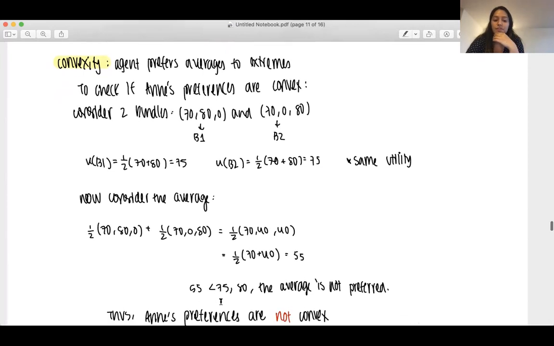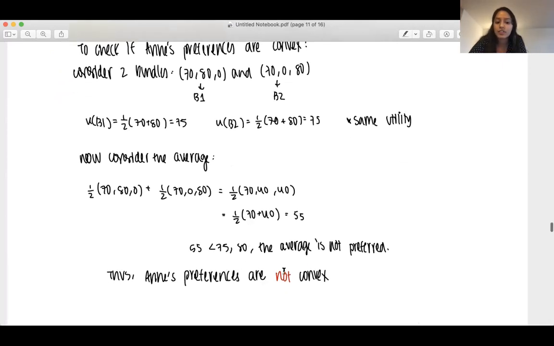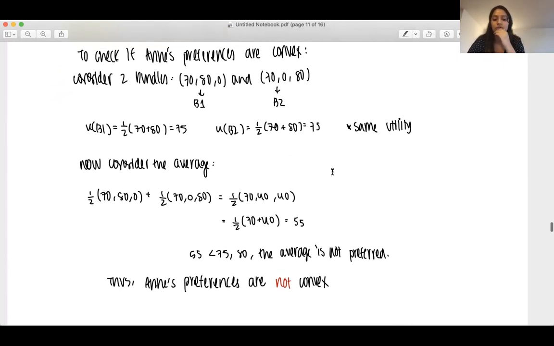Now we know that 55 is less than 75. So if they average out the scores in this way, instead of looking at the extremes, she would derive less utility because she's getting a lower score. So now the average isn't preferred, and thus Anne's preferences are not convex. Like I said, pretty straightforward, but if anyone has any questions, you can let me know now.